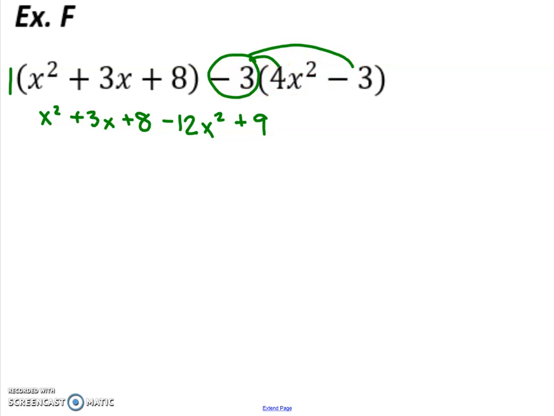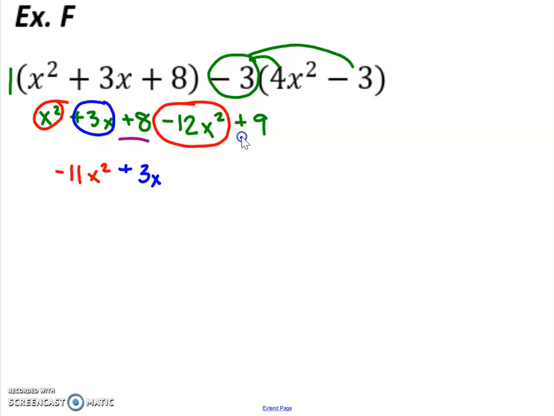Don't revert to addition. All right, looking for my highest, which is x squared. So I'm going to combine x squared minus 12x squared, which is negative 11x squared. All right, 3x. Oh, that's my only one, so that comes straight down. Sweet. And then we have 8 plus 9 is 17.